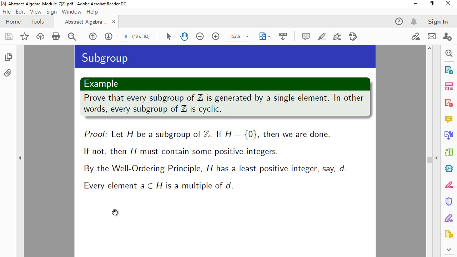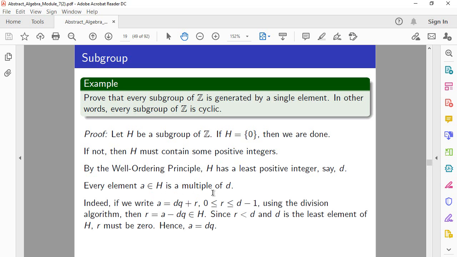Now, if I take any element A in H, that's going to be a multiple of D. And why is that the case? Well, if I take any element of H, then I can divide that by D, and I can get a quotient Q and a remainder R, where R is non-negative and strictly less than D. And this is by using the division algorithm. So from this, I see that R is equal to A minus DQ.